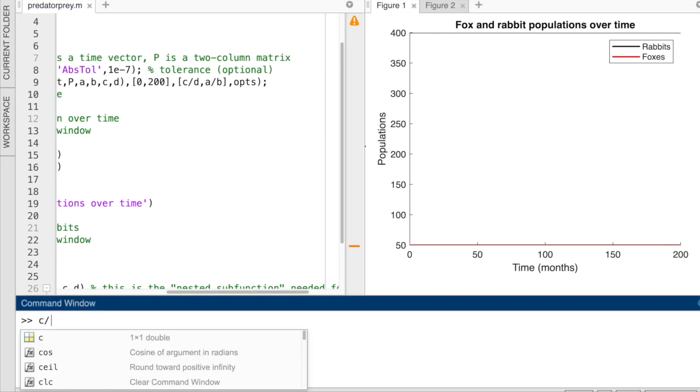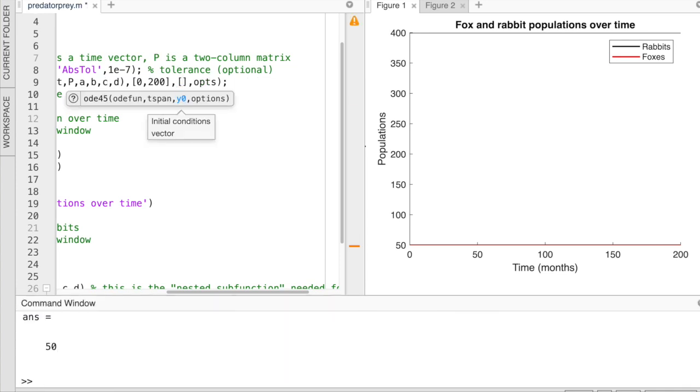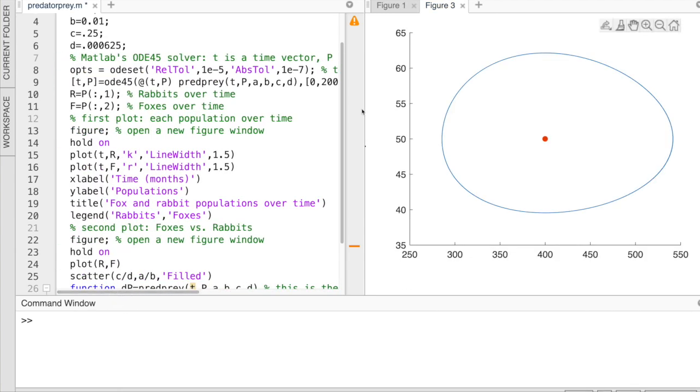Okay, what was C over D? 400, and A over B, 50. Okay, so 450 would do that. Let's make it 440 and 40. Okay, there's not that much of an interesting thing here.